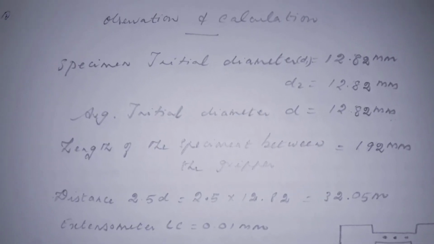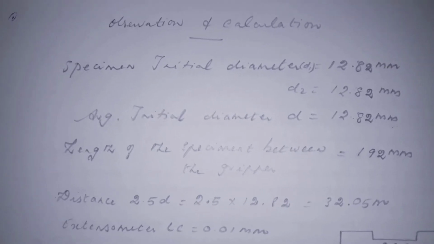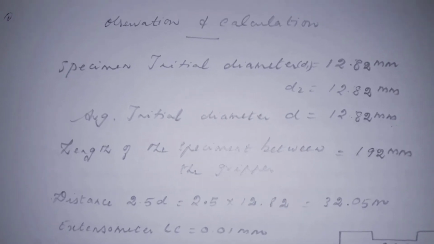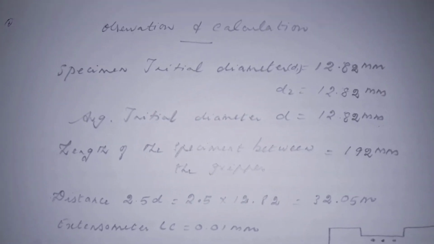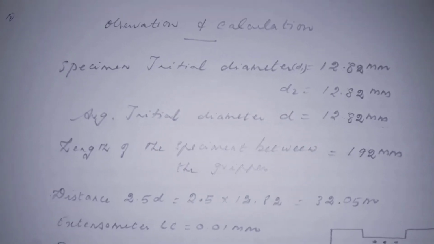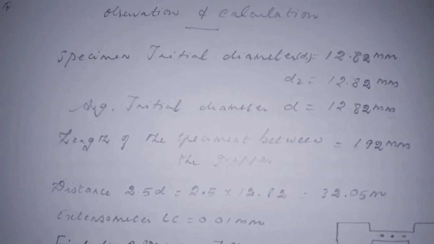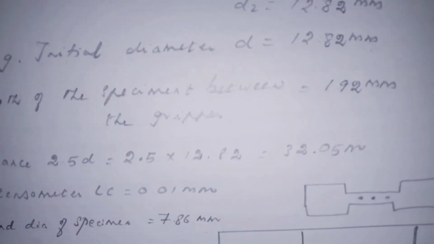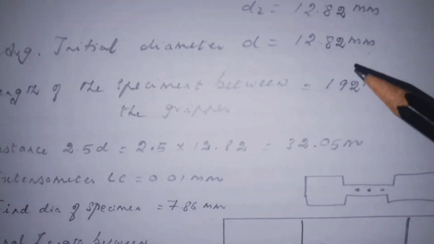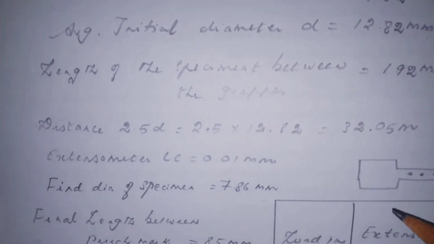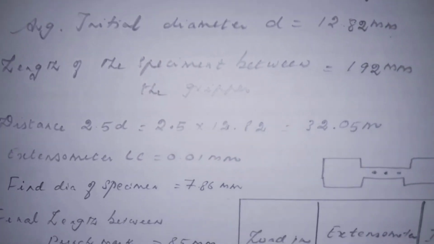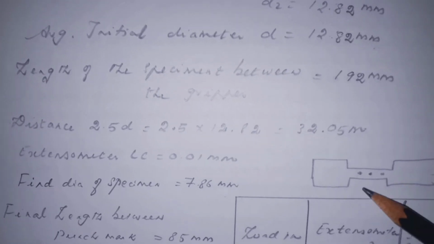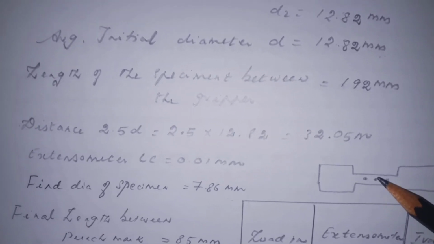Now I can do the calculation part. The specimen initial diameter d1 is equal to 12.81 and d2 is equal to 12.82. The two values were measured with the help of a vernier caliper, and the average initial diameter d is equal to 12.82 mm. The length of the specimen between the grippers is 192 mm, and the distance 2.5 d is equal to 2.5 into 12.82, which is 32.05, already marked on the specimen.